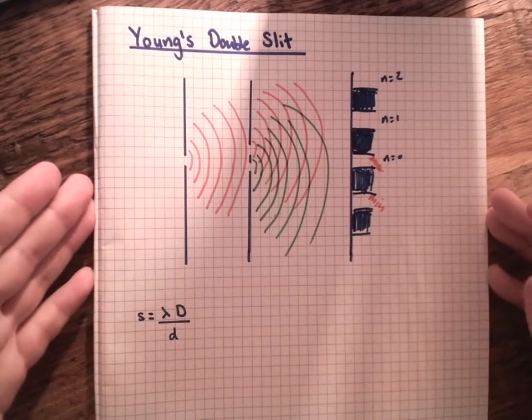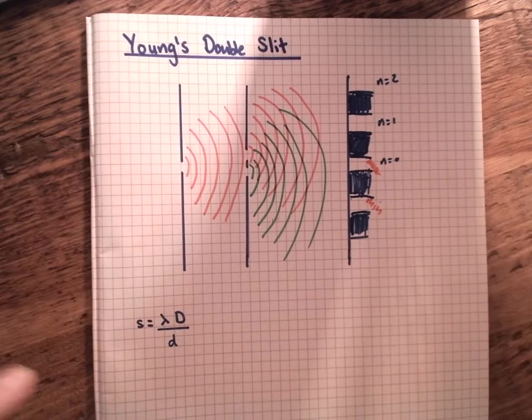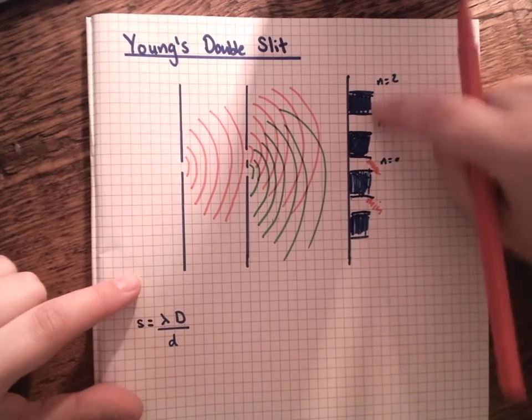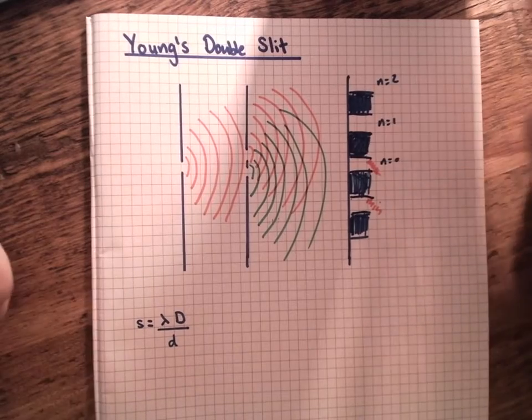If you need a little bit more help, have a look at the constructive and destructive interference video and the path difference one, and that'll give you a little bit of help. When we're looking at Young's double slit, what we're going to look at is how this interference pattern is formed, and the characteristics of it.